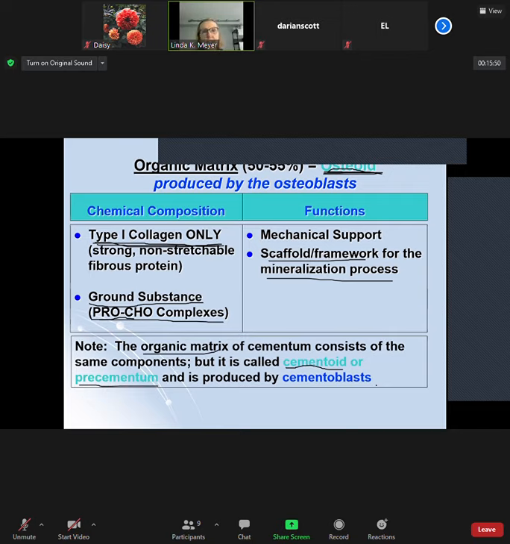So the organic matrix of both bone and cementum is made up of type 1 collagen and ground substance. In bone, it's called osteoid, and in cementum, it's called cementoid. Notice it makes up approximately 50% of the tissue.